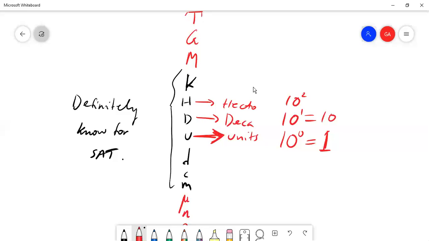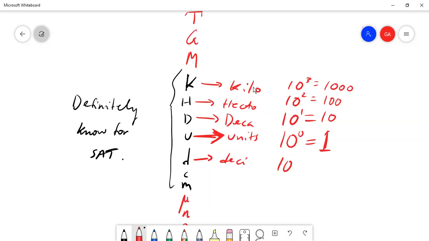Someone besides Adi, tell me what kilo is. Adi, I enjoy your participation, but I want other people to also. 10 to the 3rd. Yes. And what is that? 1,000. Yes. Very good. And now let's go down. So what is deci? 10 to the negative 1.